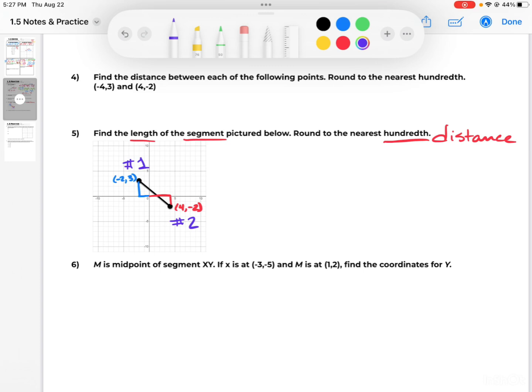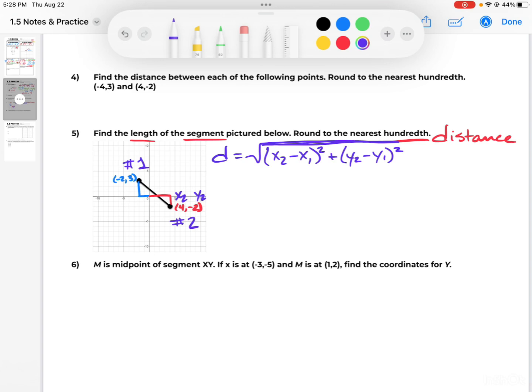So I'm using the distance formula, and the distance formula is the square root. Let me fix that radical sign real quick. It's the square root of x2 minus x1, another way to say that is the change in x squared plus the change in y squared. Still didn't make that radical sign long enough. That's okay. So again, I've already decided which one is 2 and which one is 1.